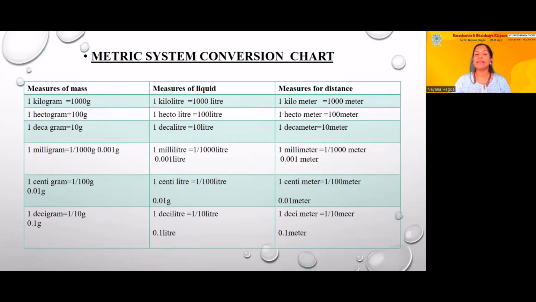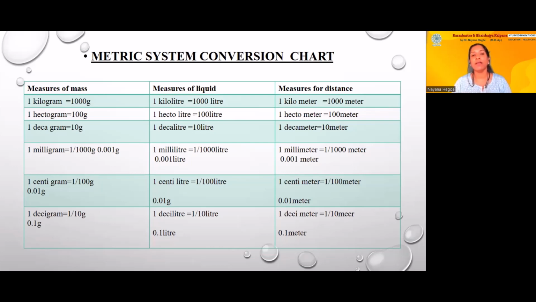Next is the metric system conversion chart. We have studied that the metric system uses the decimal system, where the numbers are powers of 10. So here, for the measurement of mass, 1 kilogram is equal to 1000 grams, 1 hectogram is equal to 100 grams, 1 decagram is equal to 10 grams, 1 milligram is 0.001 gram, 1 centigram is 0.01 gram, 1 decigram is 0.1 gram.